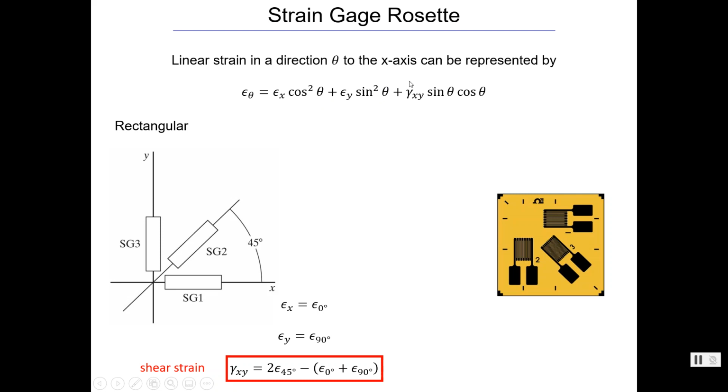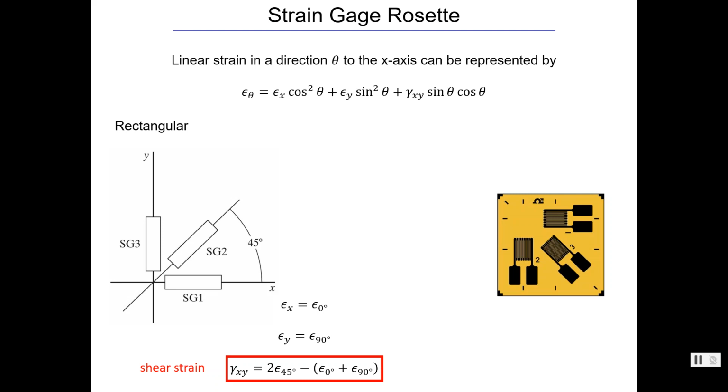But this component, the shear strain, that is not this gauge. So shear strain is not just the strain in the 45-degree angle. We actually use all 3. So use the 45-degree, the 0, and the 90-degree in this equation to get the shear strain. And then that shear strain is what we use up here to determine the strain in any particular direction. So this one is the rectangular strain gauge rosette.